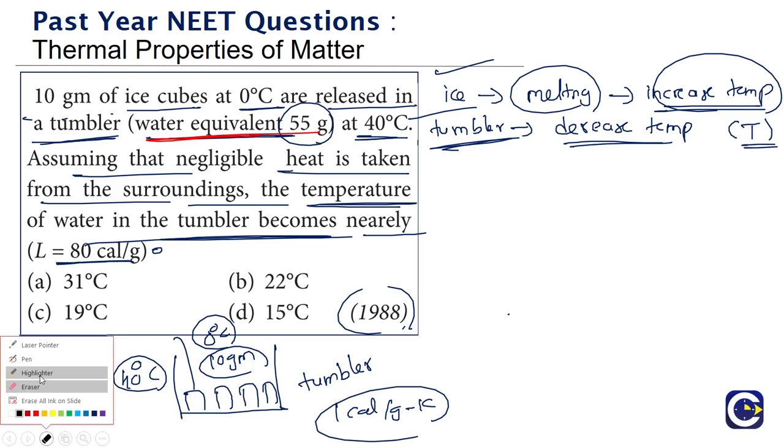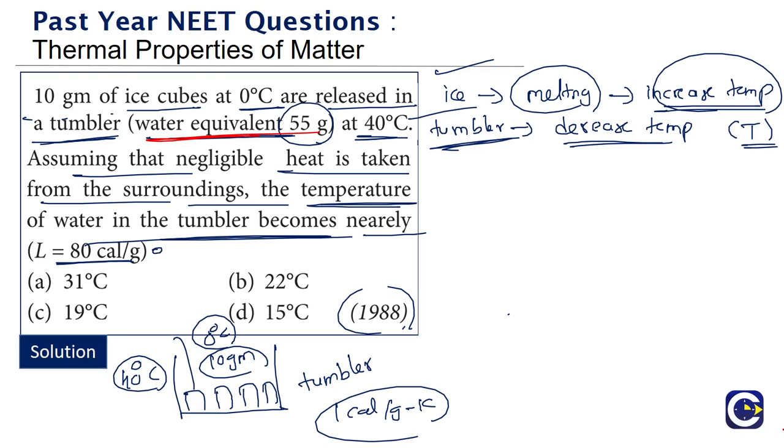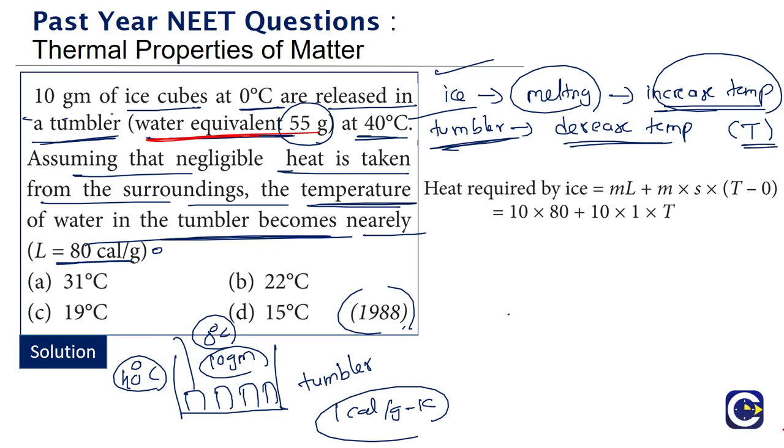So calorimetry is always what? One object or some of the objects will be losing the heat and the others will be gaining the heat. So the calorimetry principle is what? Heat lost by the hot objects will be equal to heat gained by the cold objects. Now look at it. For the ice, what is the heat required by the ice? M into L, mass of the ice into L. This is for the melting.